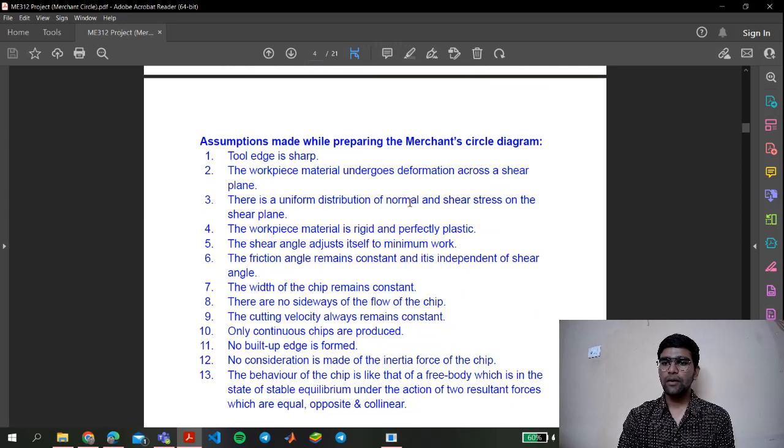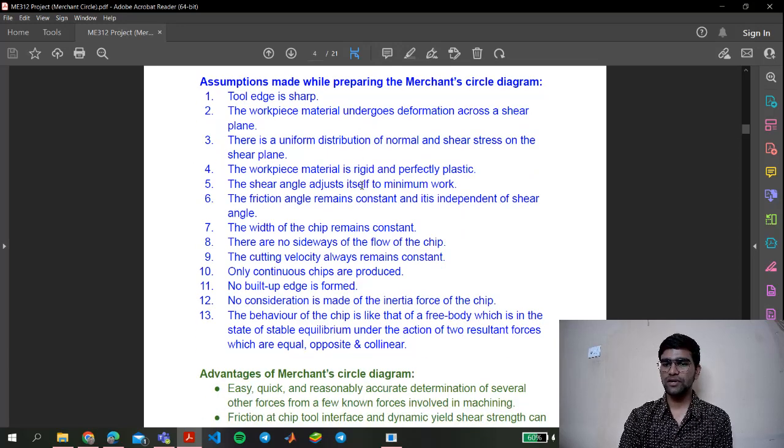To make a merchant circle diagram, we need to consider certain assumptions: the tool should be sharp, the workpiece should not deform, there is uniform distribution of forces, the workpiece is rigidly fixed and perfectly plastic, the shear angle adjusts itself for minimum work, and the width of the chip should remain constant. Continuous chips should be produced with no built-up edge. No consideration is made of the inertia forces of the chip.